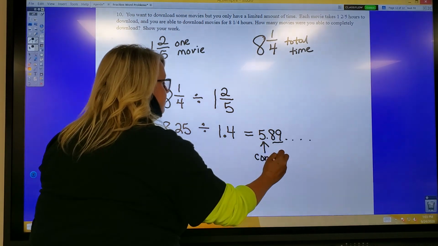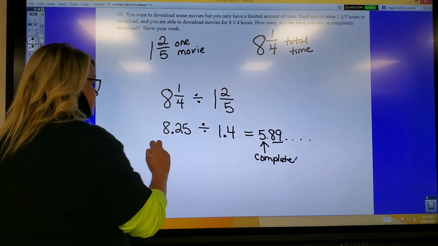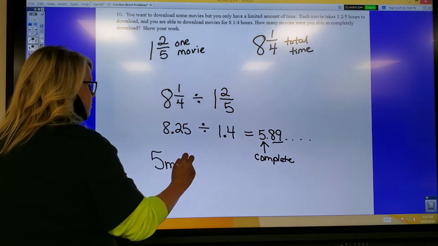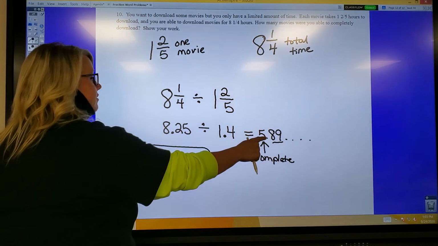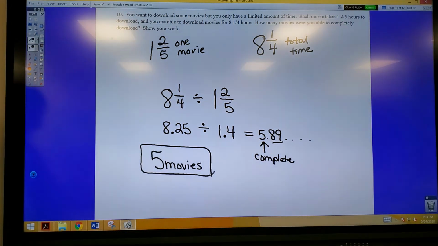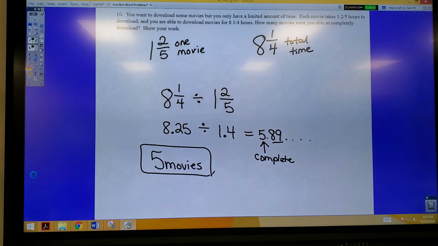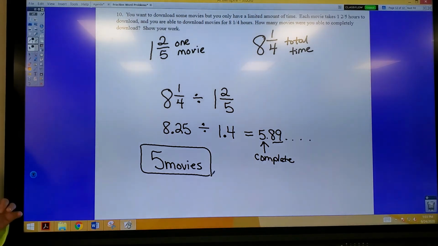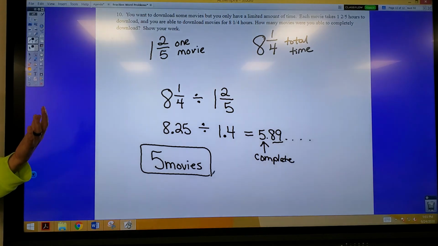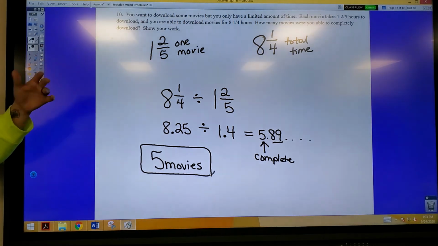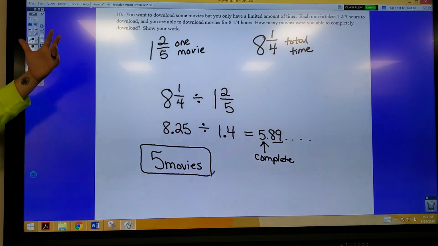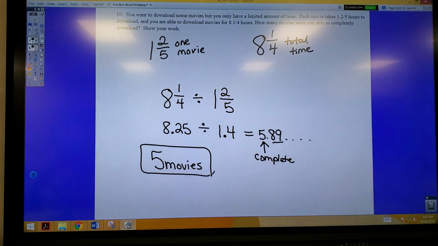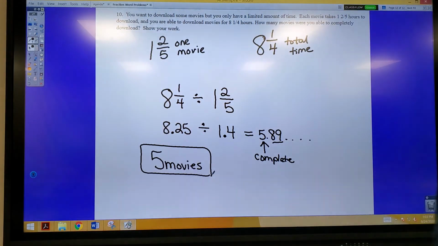So there's only 5 complete movies. And that's what this is asking. How many movies were completely downloaded? So it really doesn't matter. This could be 5.9999999999999, and we'd still round down to 5 because we want complete movies. The other one would have been almost complete, but not quite. So you have to really think carefully and read carefully. Like that first problem about the pizzas, we had to round up because we needed to have enough slices. And this one we had to round down. So you have to think about the situation itself. All right.